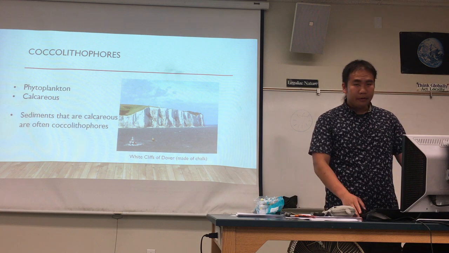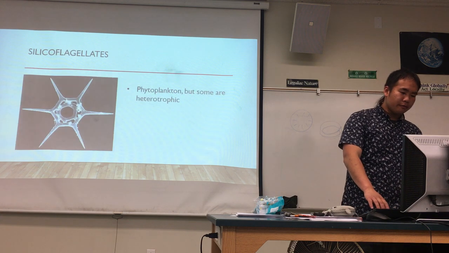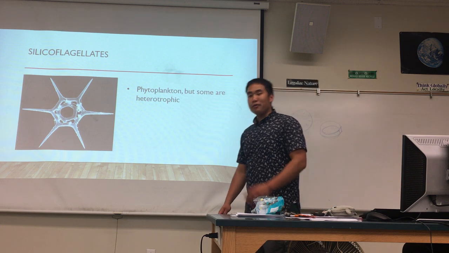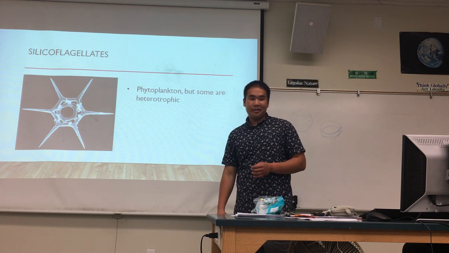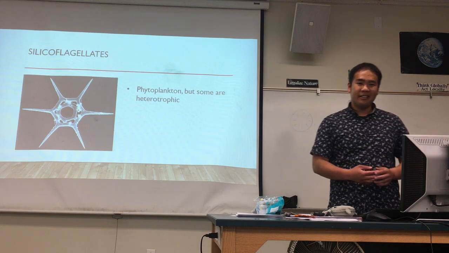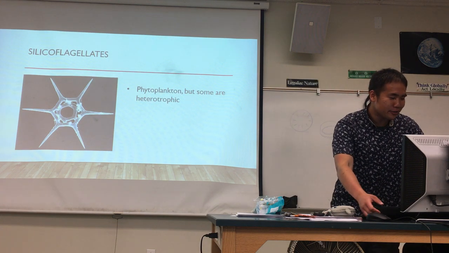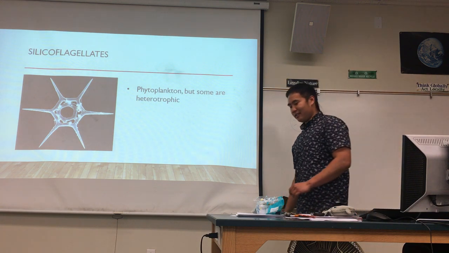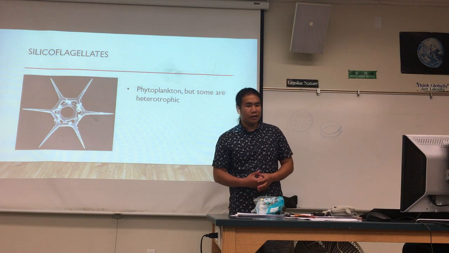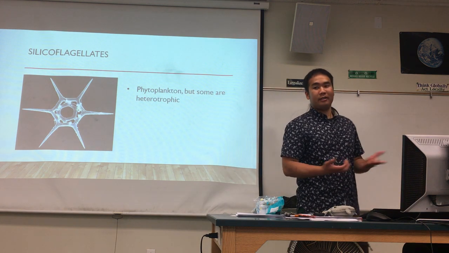The last type of phytoplankton we're going to cover is called a silicoflagellate, and this one should be pretty obvious what it's made out of. This one is siliceous. So we've got two siliceous things now, diatoms and silicoflagellates, and we have a new calcareous organism, coccolithophores.